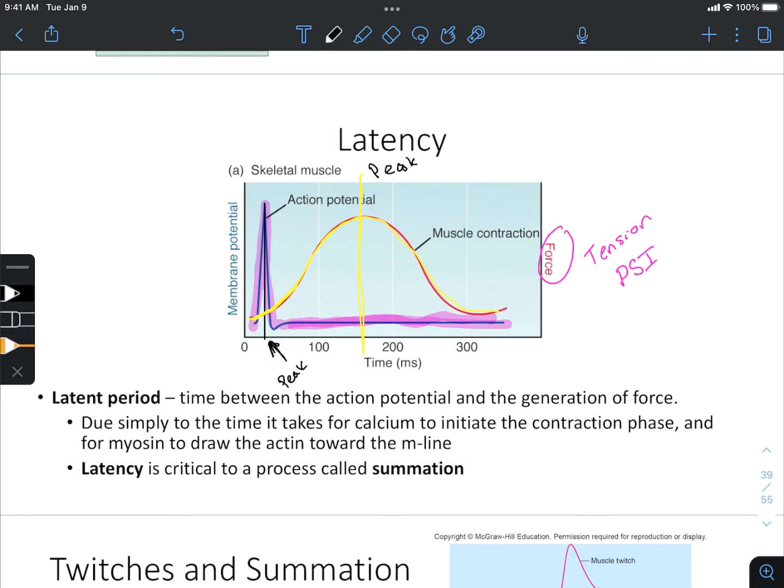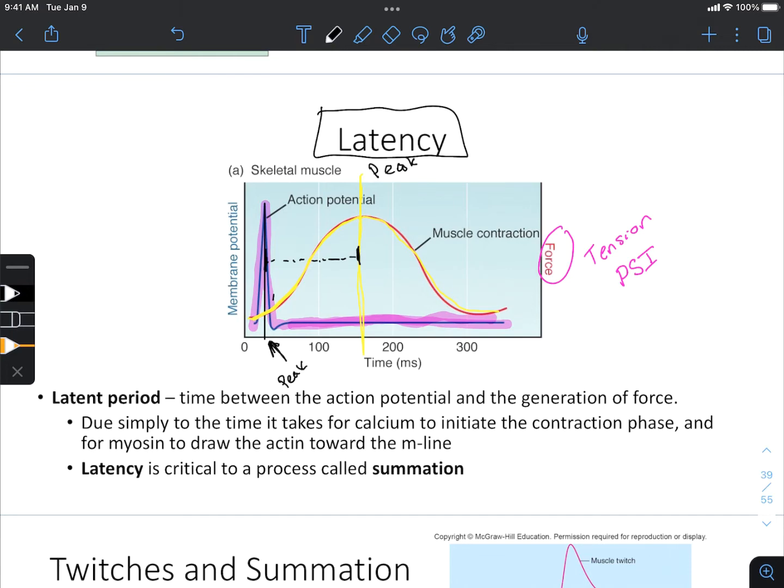You'll notice that there is a difference between, if I compare from here to here, you can see that there's a delay. The peak of the action potential occurs substantially earlier than the peak of the muscle twitch. And essentially the time that it takes for the action potential to occur and then for the muscle fiber to begin to generate force is referred to as the latency period. That latent period is the time between the action potential and the generation of force.